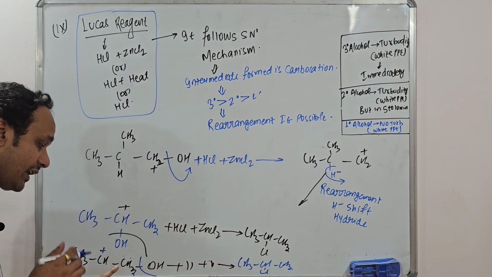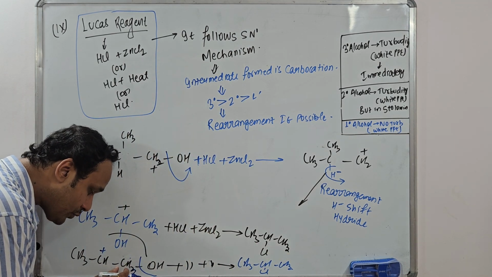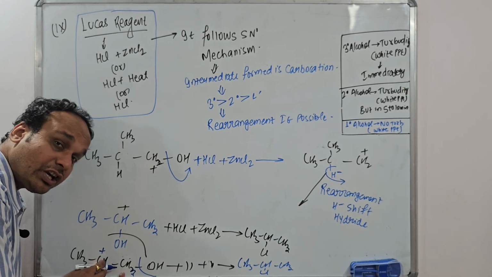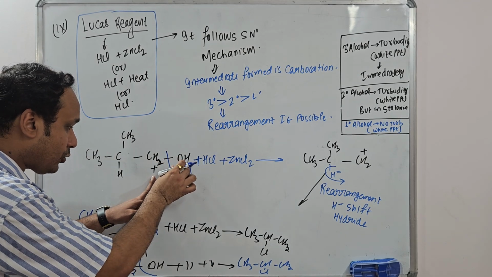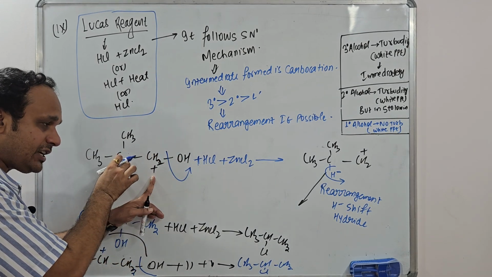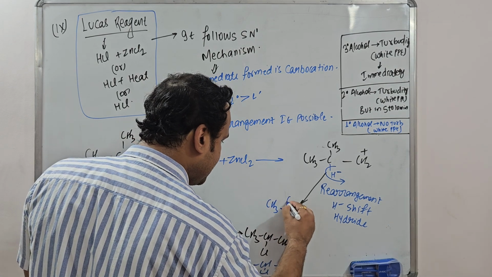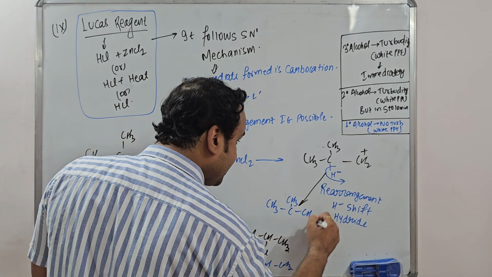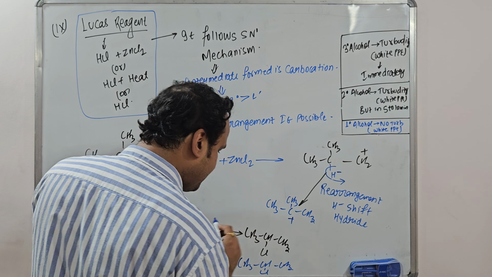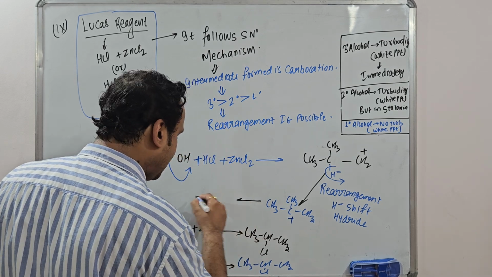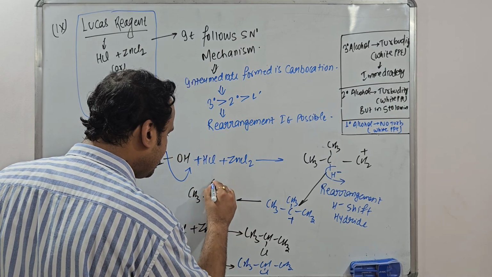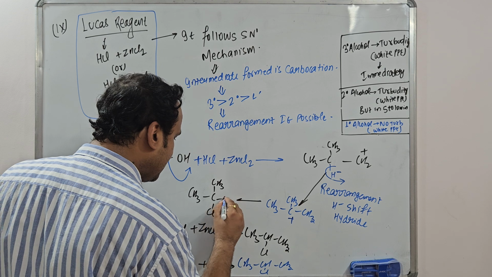Getting my point? Whenever the carbocation formed is 1 degree and just adjacent to that it is 2 degree, the shift happens. Similarly, the carbocation formed over here is 1 degree and just adjacent to that it is 3 degree. So H will shift and you will get over here CH3, C, CH3, CH3. This H will shift over here, and the positive sign will come over here. Then Cl will attack and you will get CH3, C, CH3 over here, Cl over here, CH3.